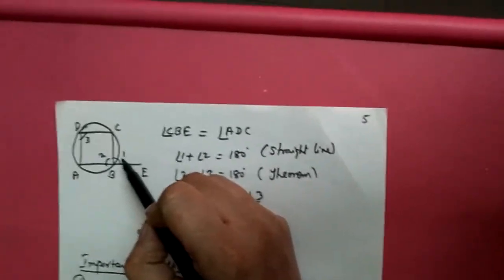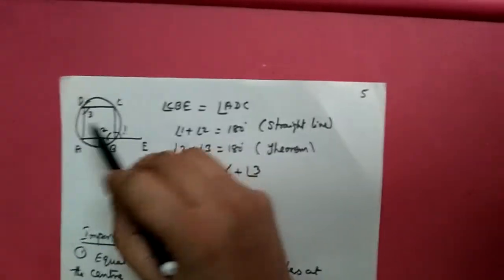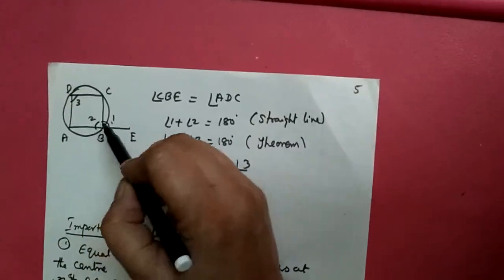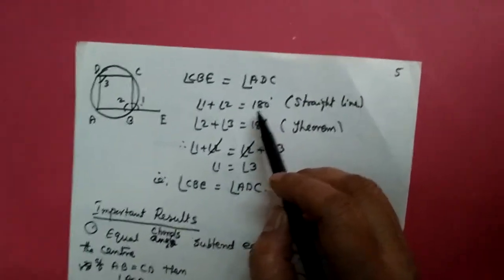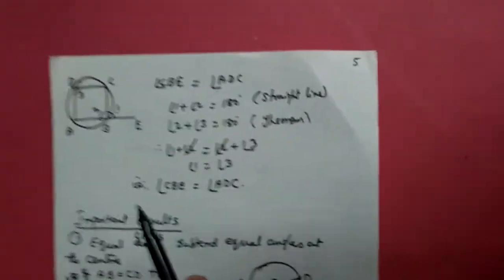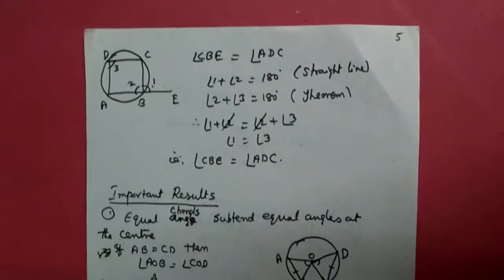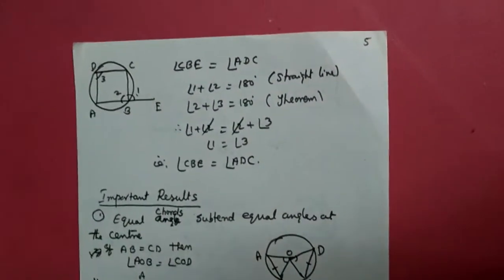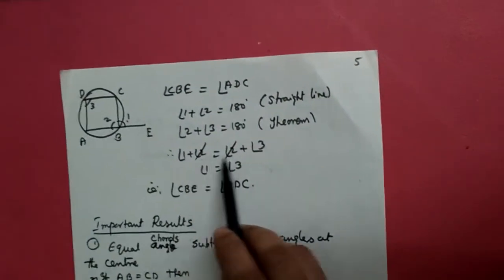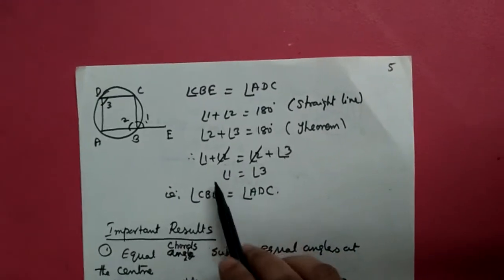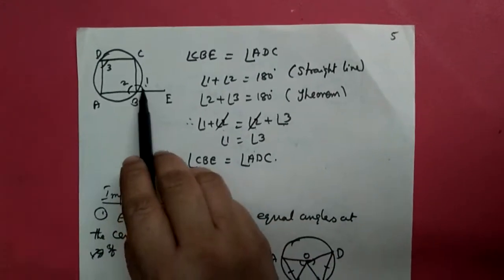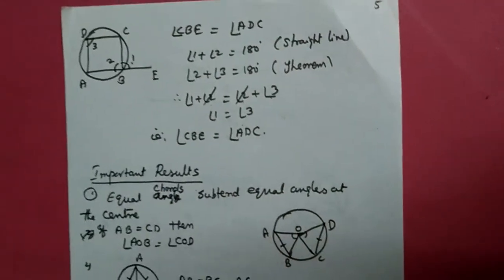Angle 1 is the exterior angle. You want to prove 1 is equal to 3. Now this is a straight line, so 1 plus 2 is equal to 180 degrees. Next, you know 2 plus 3 is equal to 180 degrees, since in a cyclic quadrilateral the sum of opposite angles is 180 degrees. Comparing, 1 plus 2 is equal to 2 plus 3, which is 180 degrees. 2 is common, therefore 1 is equal to 3. The exterior angle is equal to the opposite interior angle.